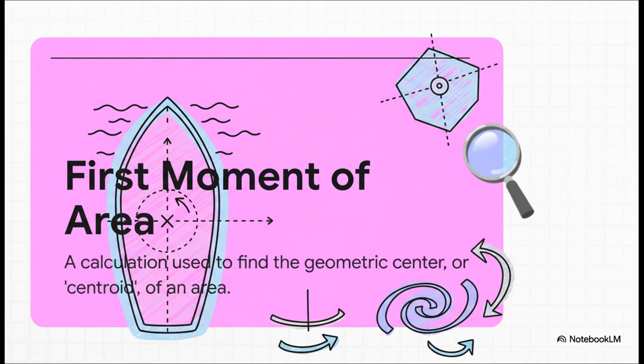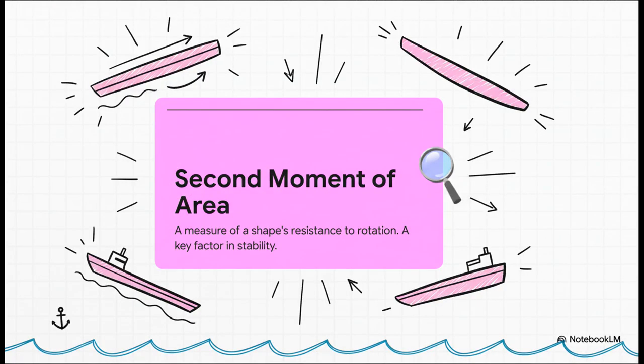But just knowing the total area isn't quite enough. We also need to know its balance point. Imagine trying to balance a weirdly shaped piece of cardboard on your fingertip. That one spot where it balances perfectly, that's its centroid. The first moment of area is just the mathematical way we find that exact balance point for something like a ship's waterplane. And finally, we have the second moment of area.